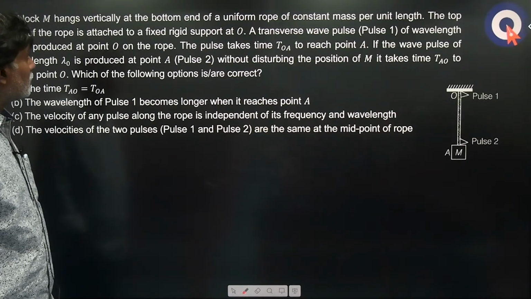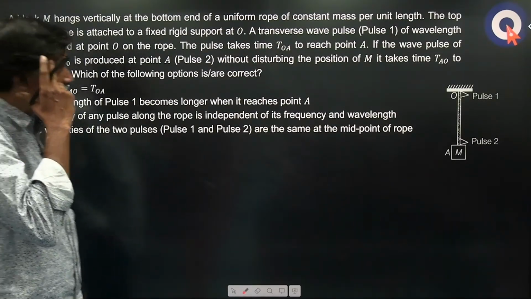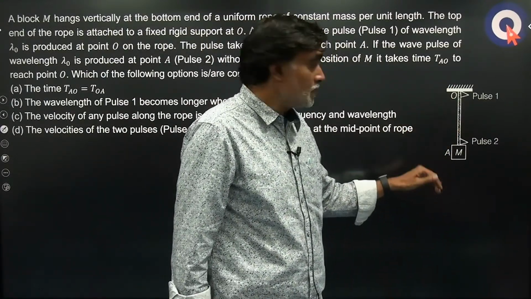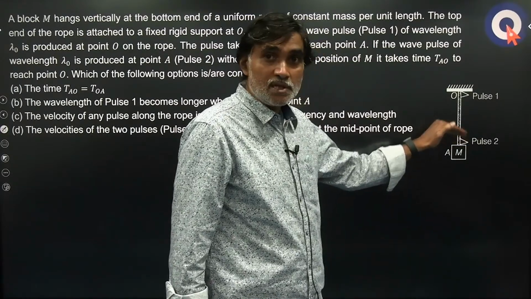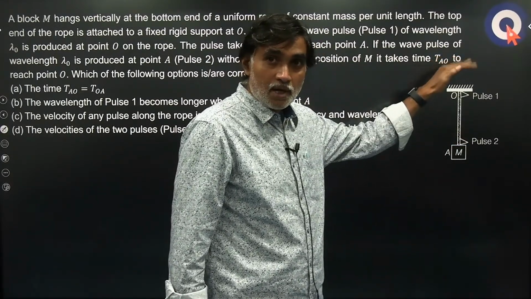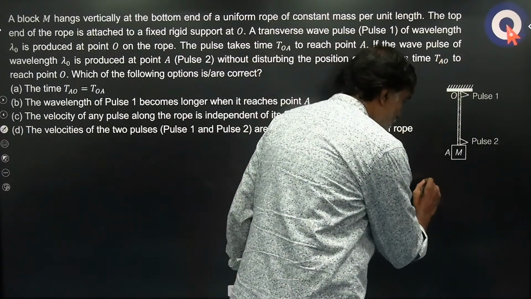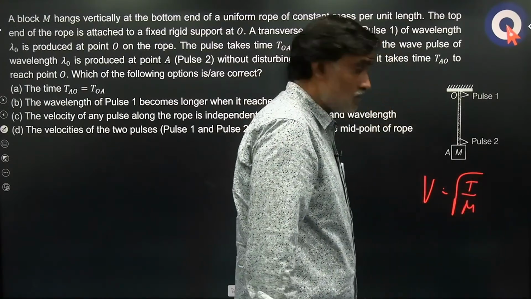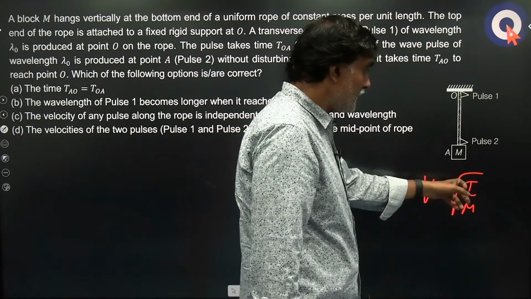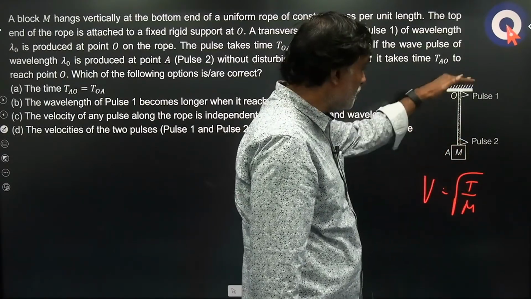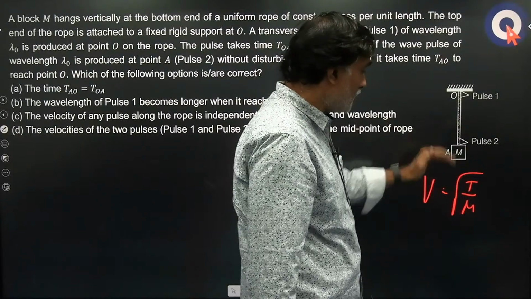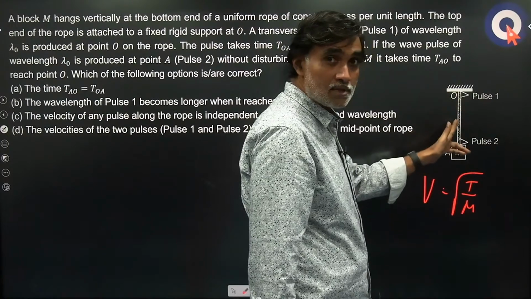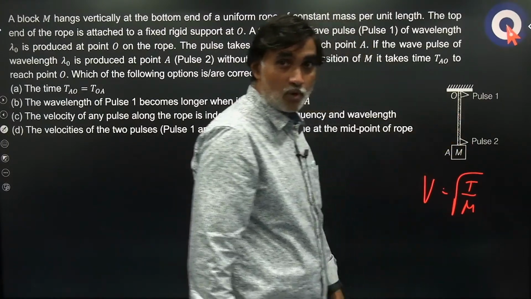A block M is hanging and the rope has a constant mass per unit length, they have mentioned. But if the rope's mass is very small when compared to capital M, then the velocity with which this pulse will travel will be constant. And what is the velocity? Root T by mu. Mu is the same everywhere, okay. And T is capital Mg. If this mass is very small when compared to capital M, what is T? Capital Mg. Then tension is also constant. Then the velocity of this pulse and this pulse are the same, if everywhere tension is the same.